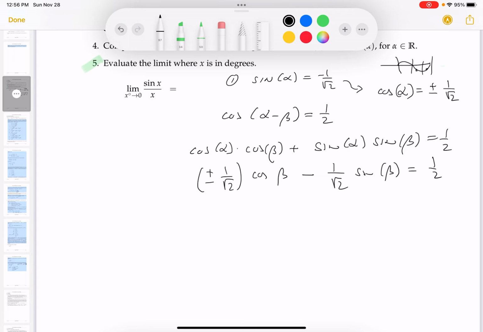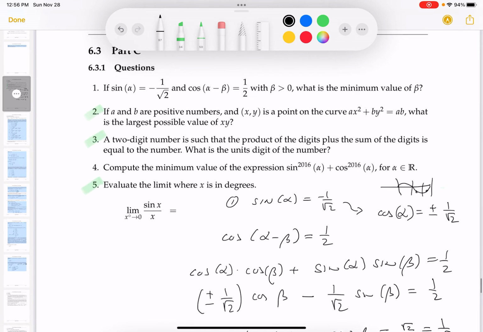And I'm going to clear the fraction by multiplying both sides by root 2. So I get plus or minus cosine of beta minus sine of beta equals root 2 over 2, which is the same thing as 1 over root 2. So let me write this down. Plus or minus cosine beta minus sine beta is equal to 1 over root 2.